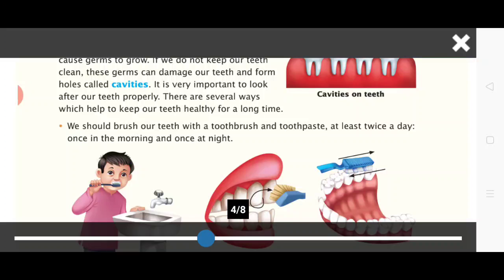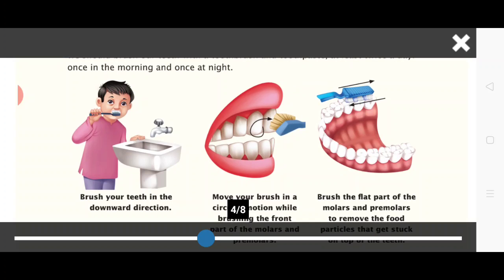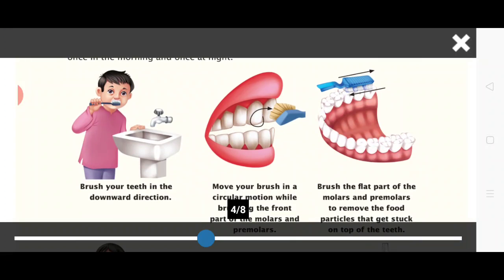So how to prevent cavities? It is simple. Brushing your teeth properly can help us keep teeth clean and healthy. We must brush our teeth twice a day, once in the morning after getting up and once at night before going to bed. For proper cleaning, you must brush your teeth for at least 2 minutes.